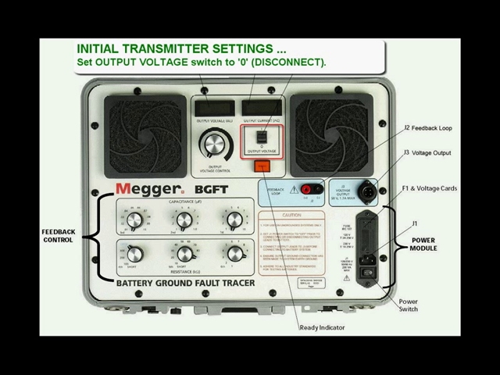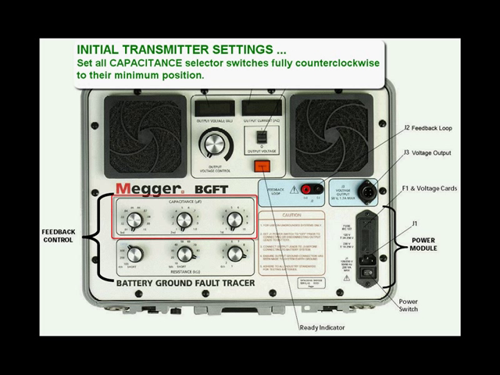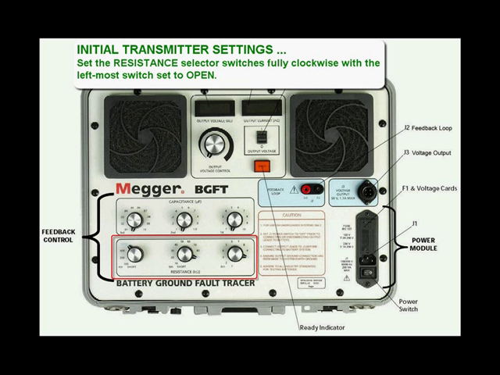Initial transmitter settings. Set output voltage switch to disconnect. Set voltage control fully counterclockwise to minimum. Set all capacitance selector switches fully counterclockwise to their minimum position. Set the resistance selector switches fully clockwise, with the leftmost switch set to open.